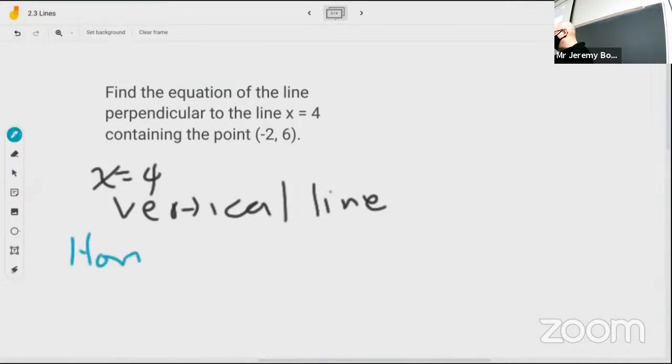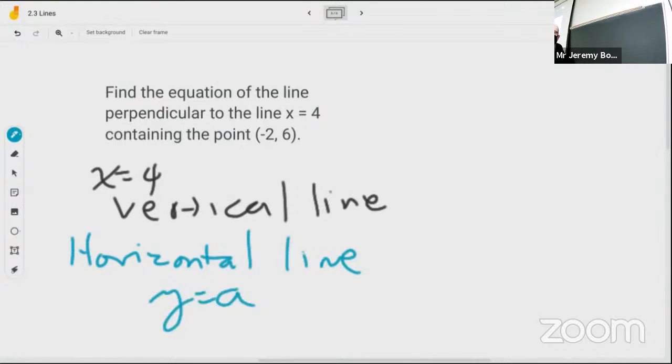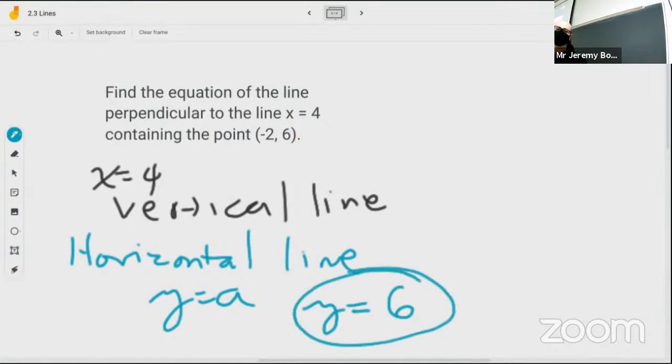So our line is going to be a horizontal line. So that means it's going to be written as what? What's the form of a horizontal line equation? y equals something, right? Questions on that? How do we know what that something is? y equals what? How do you know it's 6? We contained the point negative 2 comma 6. The y value is 6. So our equation is going to be y equals 6. Good. Any questions on that?